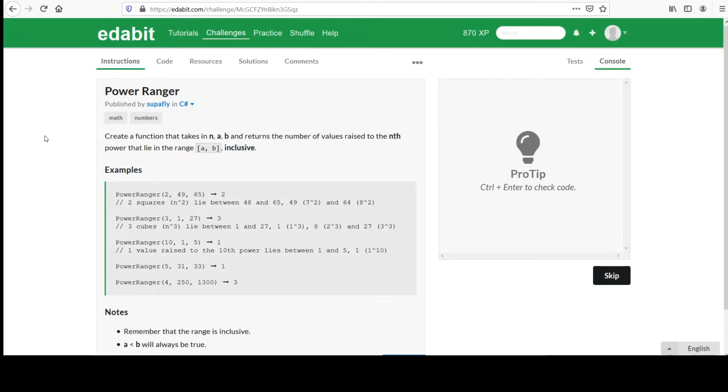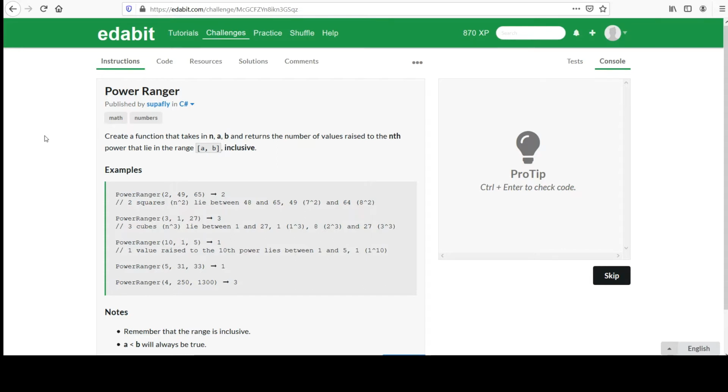Your next challenge is entitled Power Ranger. Create a function that takes in n, a, and b, and returns the number of values raised to the nth power that lie in the range a to b inclusive. So let's look at the examples.